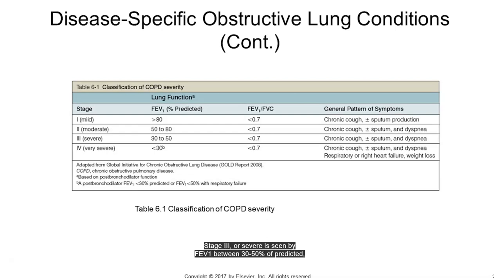Stage 3, or severe, is seen by FEV1 between 30 to 50% of predicted, FEV1 to FVC less than 70%, and symptoms similar to Stage 2. Lastly, Stage 4, very severe, is characterized by FEV1 less than 30%, FEV1 to FVC less than 70% of predicted, and symptoms of chronic cough with or without sputum, dyspnea, respiratory or right heart failure, and weight loss.